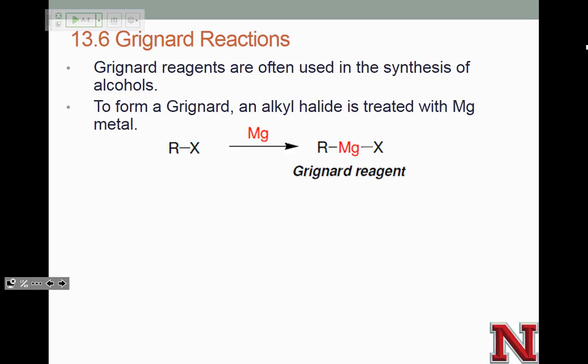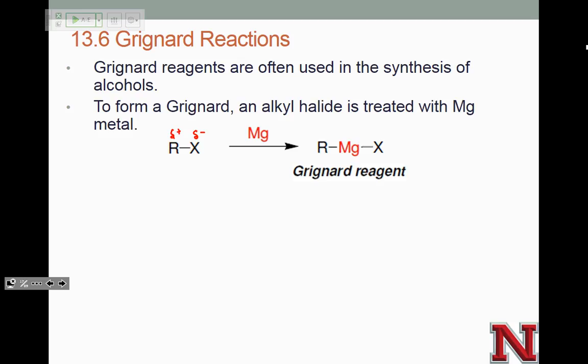So the magnesium metal will insert itself between the halogen and our R group. And now we're going to form a carbon nucleophile. We won't have a carbon nucleophile until this magnesium metal inserts itself. It will not insert itself between a carbon and a hydrogen. It has to be a carbon halogen bond because it has to be that very strong polar bond. So remember, in our carbon halogen bond, our carbon has a partial positive charge and our halogen has that partial negative charge. However, once the magnesium inserts itself between, then now we have a metal bonded to an R group.